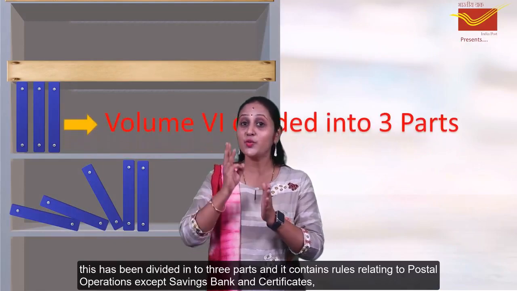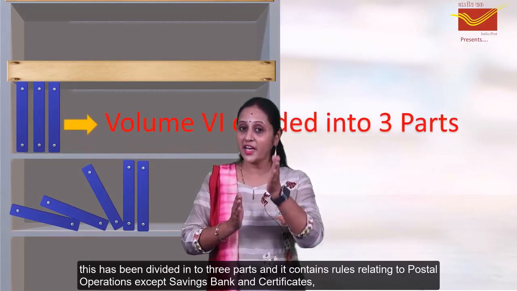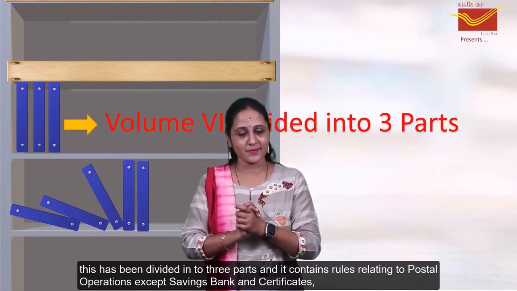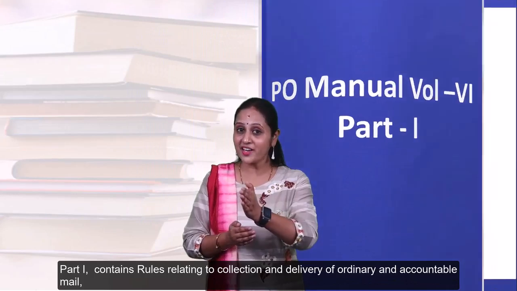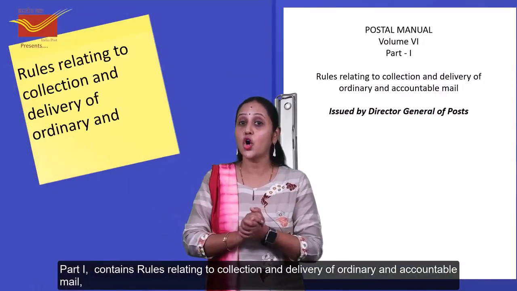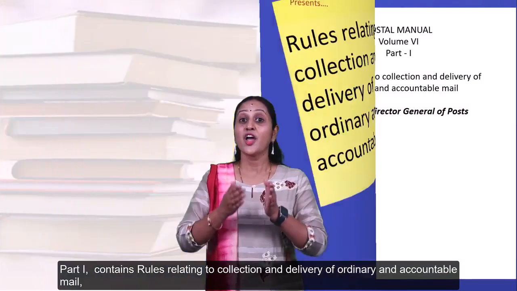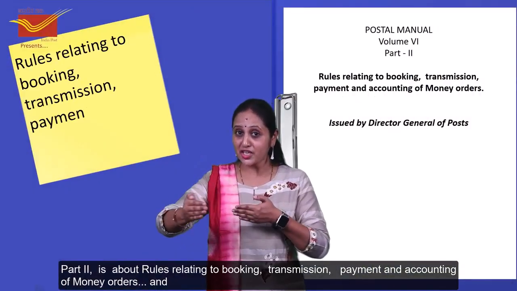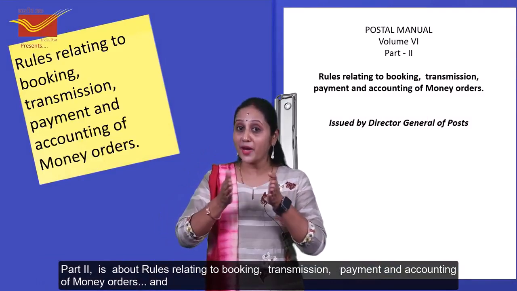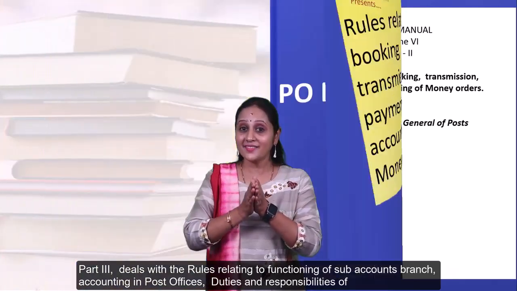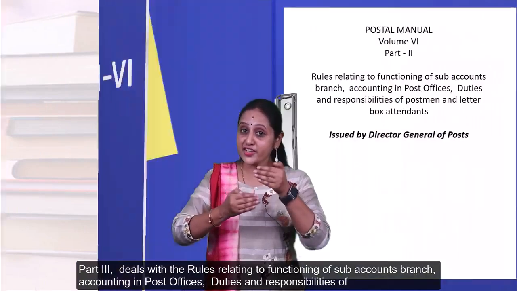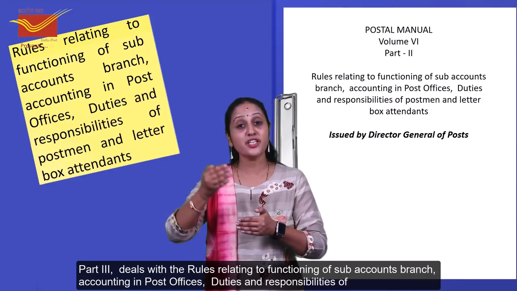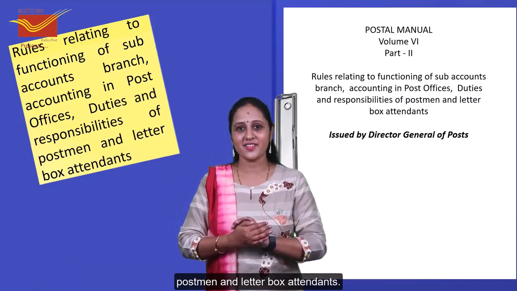This has been divided into 3 parts and it contains the rules relating to the postal operations except savings bank and certificates. Part 1 contains the rules relating to the collection and delivery of ordinary and the accountable mail, whereas Part 2 is about the rules relating to booking, transmission, payment and accounting of money orders. And Part 3 deals with the rules relating to functioning of sub-accounts branch, accounting in the post offices, duties and the responsibilities of the postman and the letterbox attendants.